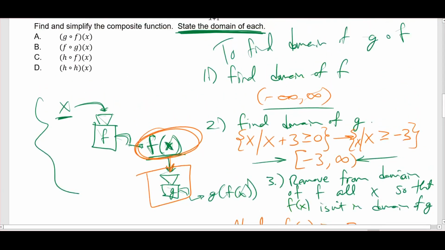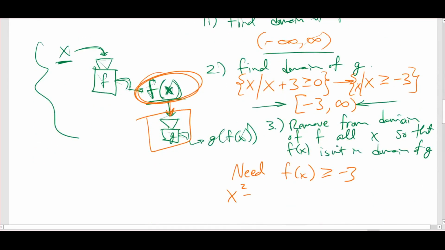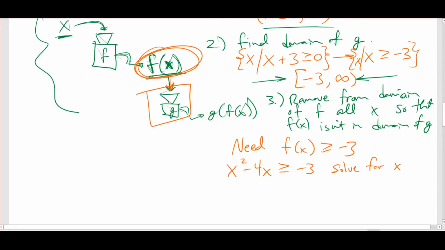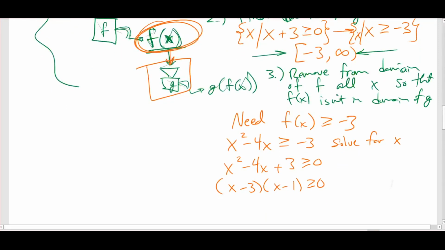So in a case with a radical, we can just solve this thing. We know what our function f was, x squared minus 4x. So I need the function f to be bigger than or equal to negative 3, and we can solve this for x. Okay, so we would do this in, air quotes, the usual way, because we've done this a bunch of times. We're solving a polynomial inequality, so we want to get everything on one side. We want to factor everything.